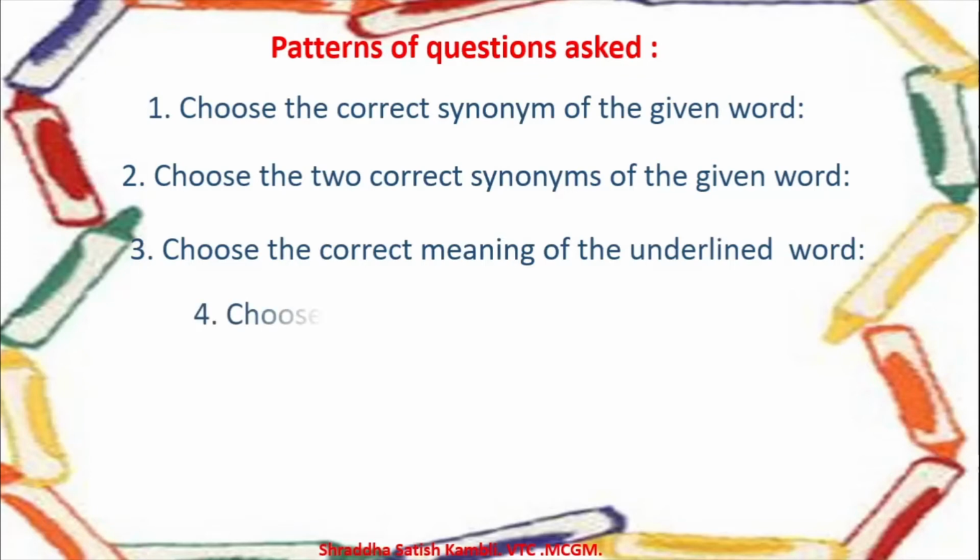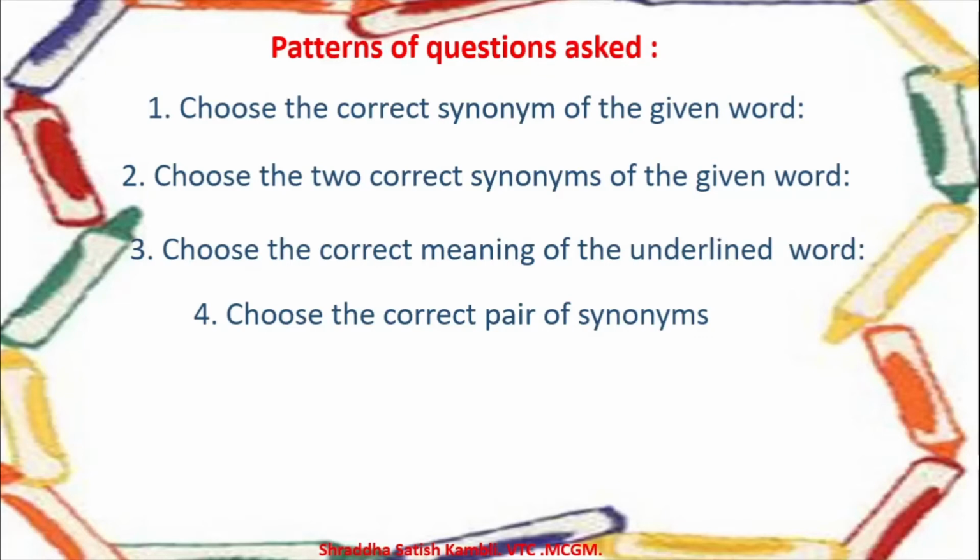Then they could tell you to choose the correct pair of synonyms. So now here you might get 4 pairs of words, out of which only 1 pair is correctly matched, that is both of them are synonyms, the others might not be. So you have to be very careful, concentrate, read it properly.